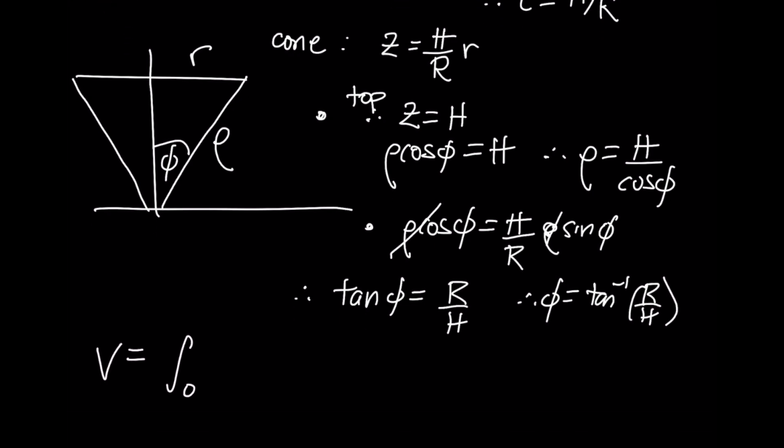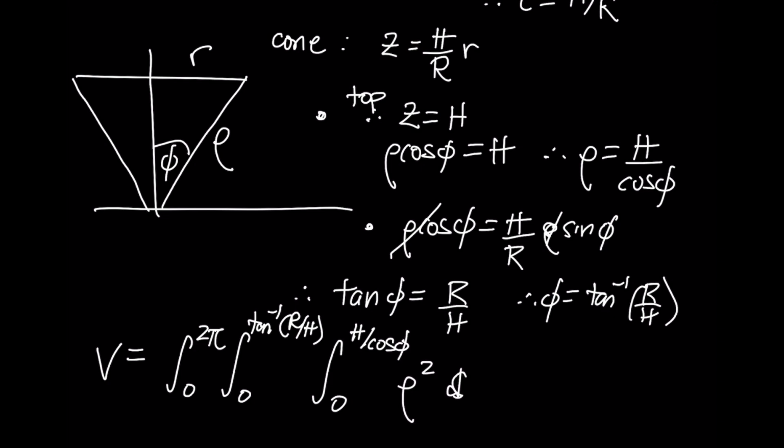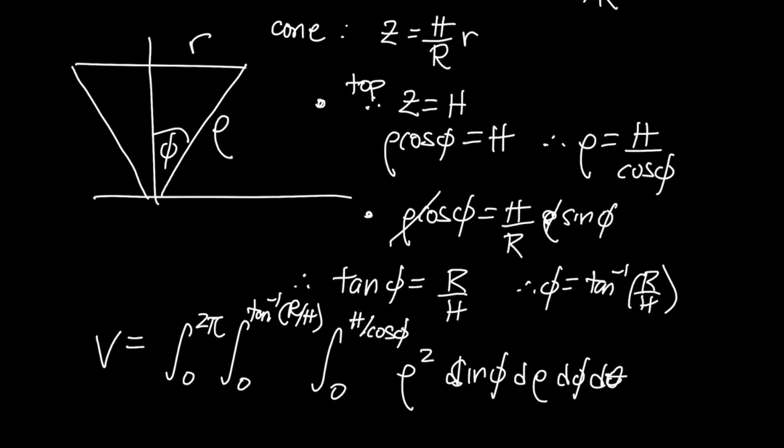We'll now have an integral 0 to 2 pi in the azimuth angle. We'll have an integral from 0 to tan inverse of big R over h. And our radial limit will go from 0 to h over the cosine of phi. We'll have rho squared sine phi d rho d phi d theta. We have to be a little careful because this limit contains a phi. So we have to do the rho integral before we do the phi integral.